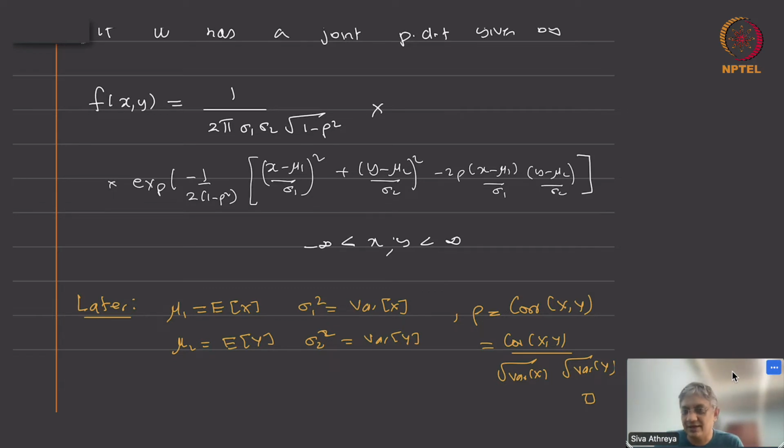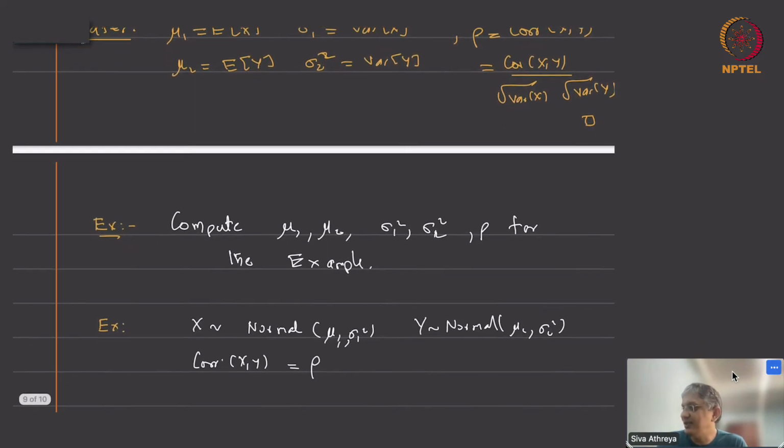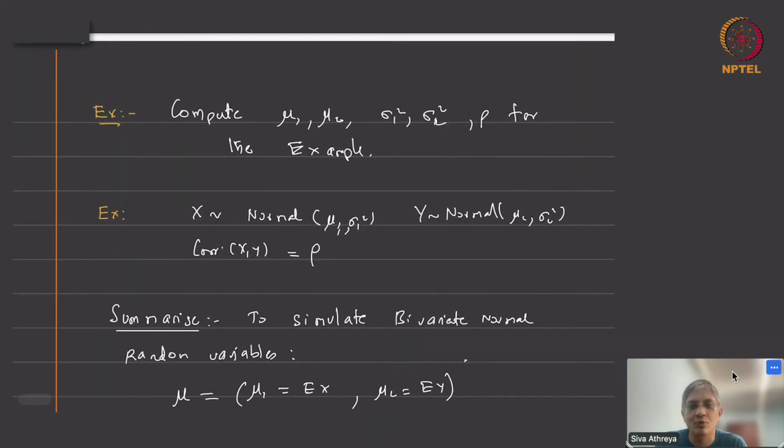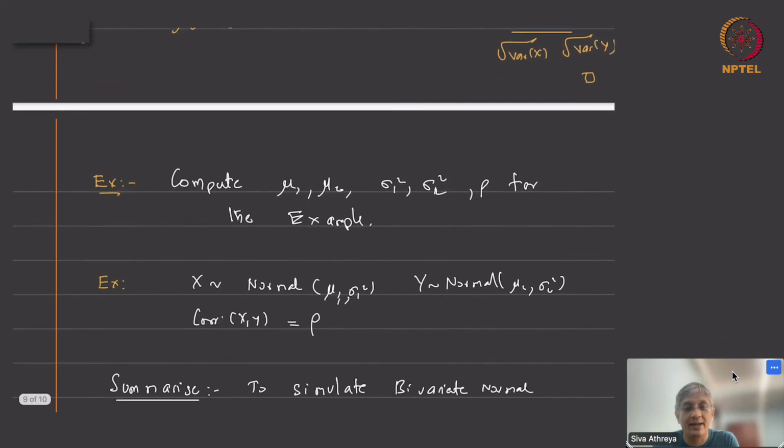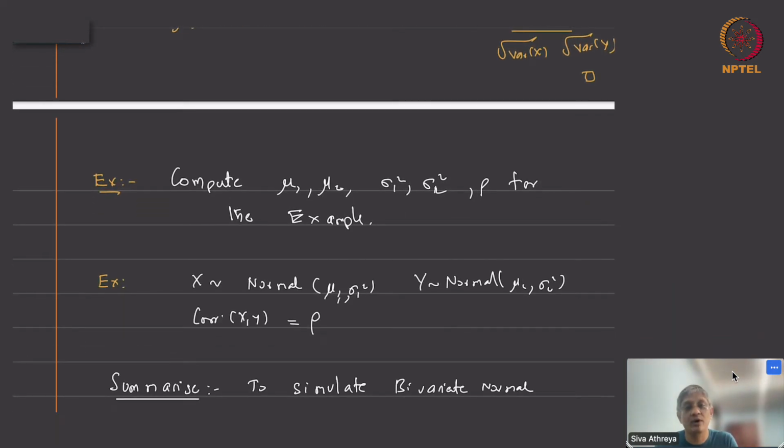Before that, let's quickly recall a couple of things. You can compute mu1 and mu2 in the example: mu1 will be 0, mu2 will be 0, sigma 1 will be 1, sigma 2 will be 1, and rho will be 1/2. You can check that for the example. You can also verify from the density that if you integrate out x or y, you get x normal with mean mu1 and variance sigma 1 squared, and y normal with mean mu2 and variance sigma 2 squared. And the correlation of x and y will be rho.